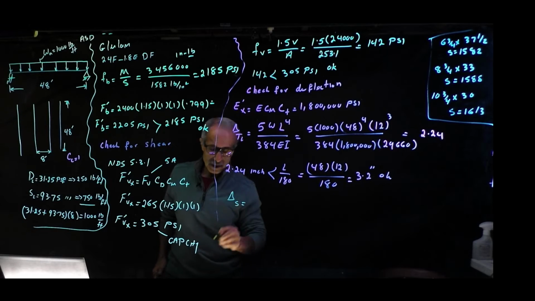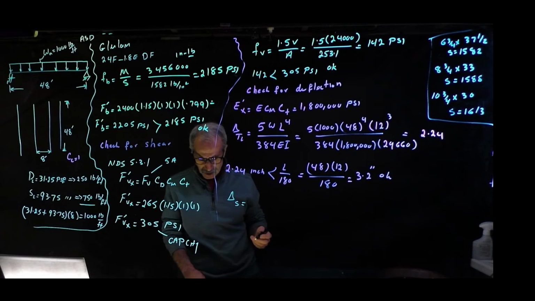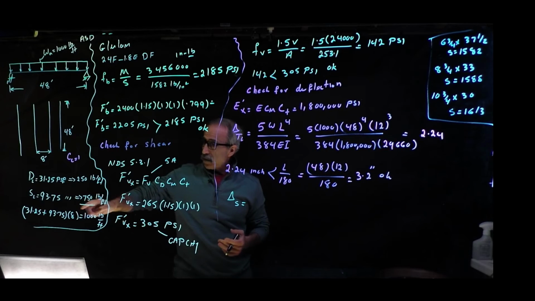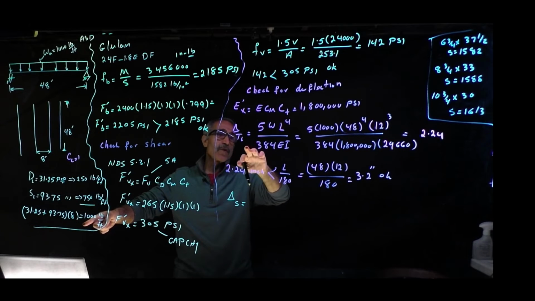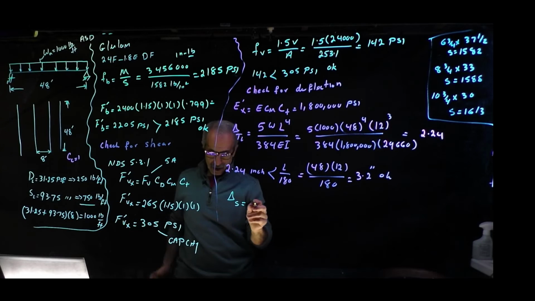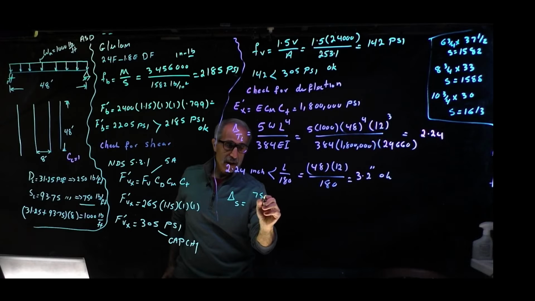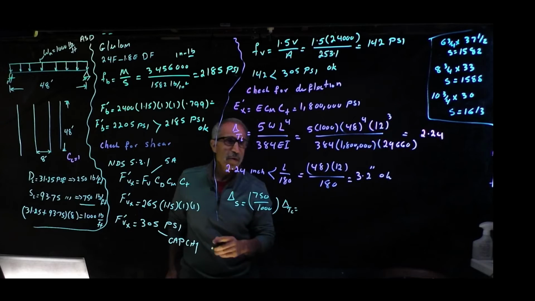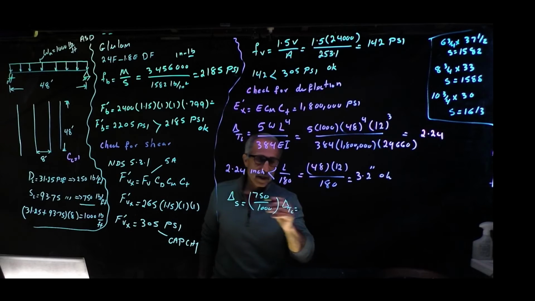Deflection for snow, same equation. Instead of going through all those calculations, I'm just going to take a shortcut. Remember, this is a 750, that's a 250, the total was 1,000. So this deflection total was for 1,000, but I want to get deflection for the 750 load. So let's take a shortcut. It's equal to 750 divided by 1,000 times the total deflection. That's one way, or you can go through that. It's up to you, and this is easier.